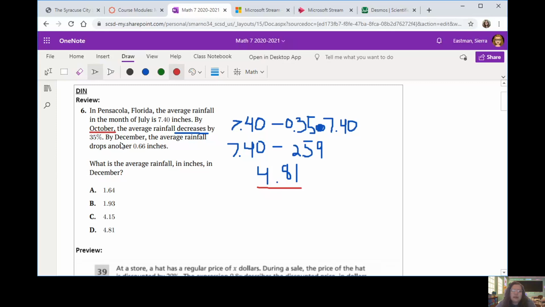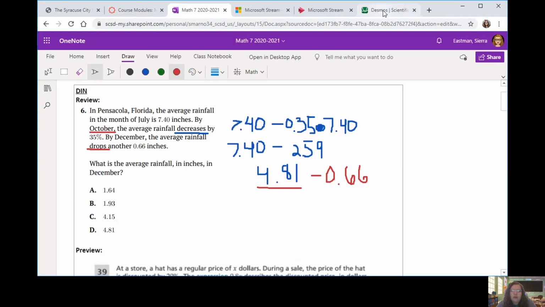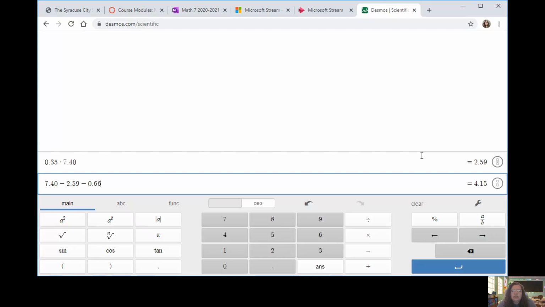Now, by December, it's decreasing again. It says the word drops here. So we're going to take that total and subtract, and they tell me 0.66 inches. They didn't give me another percent. So that 0.66 is already ready for us to use. All we've got to do is put that right in our calculator. And I put it right on the answer that I had before. This piece gave me the 4.81 minus another 0.66, and we should get 4.15.